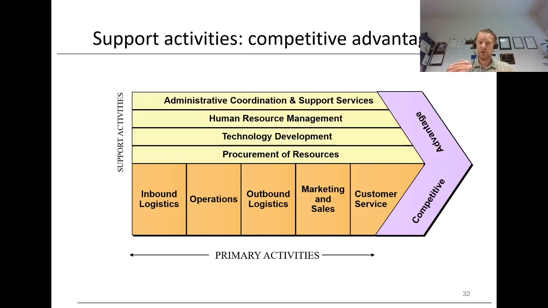Support activities. So here we're looking at the upper level activities like administrative coordination and support services, human resource management, technology development, and procurement of resources. Also here, IT can create competitive advantages. Let's have a closer look.